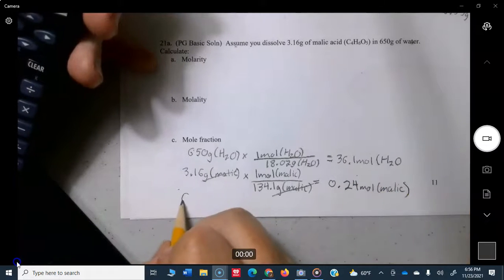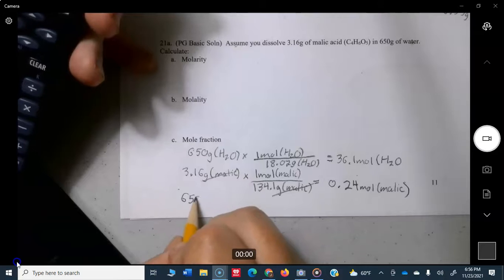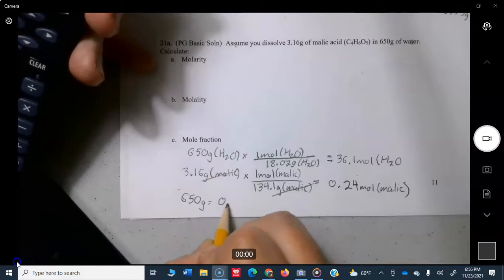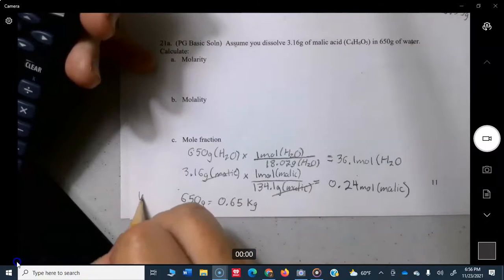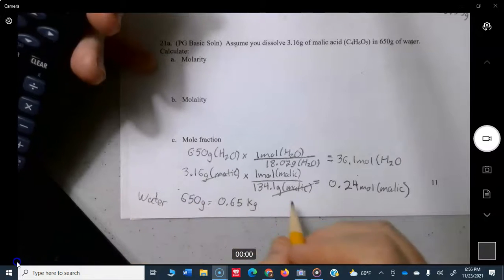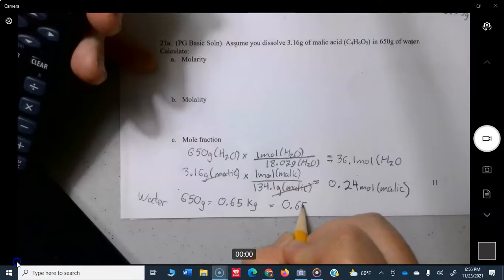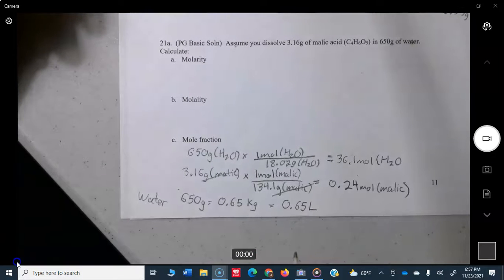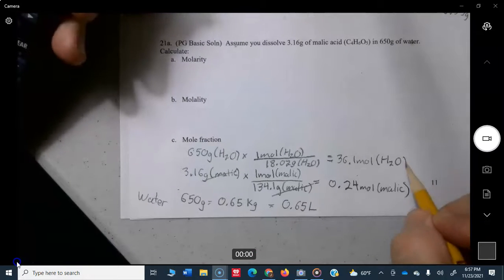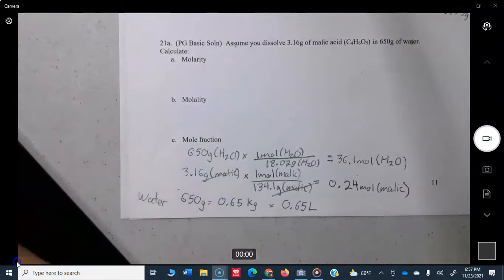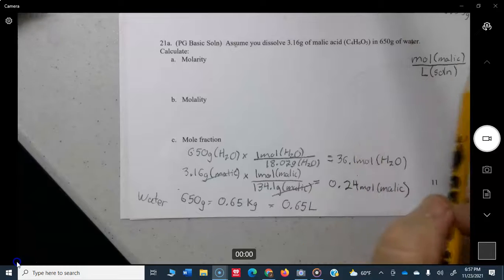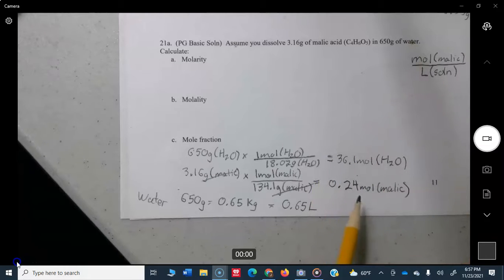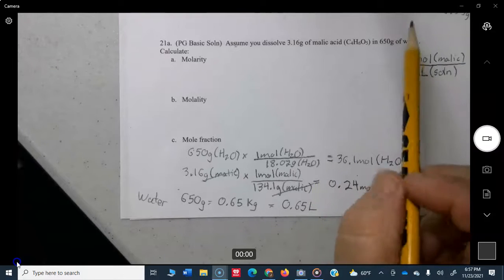What we also know is 650 grams equals 0.65 kilograms, and if it's pure water, this is for water only, then that's going to equal 0.65 liters of water. So we know how many liters of water we have. Okay, since this is a 4-part problem, we're going to need this information at various points along the way. So molarity, what is molarity? Okay, so we need moles of malic acid. We just figured that out down here. It's 0.24 over liters of solution.